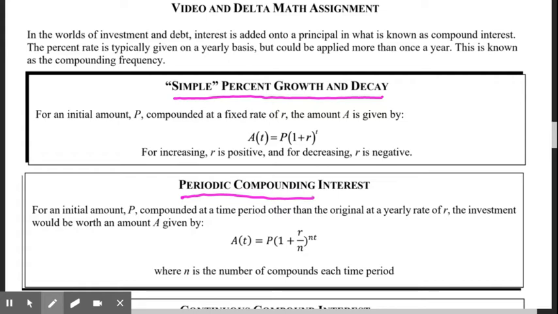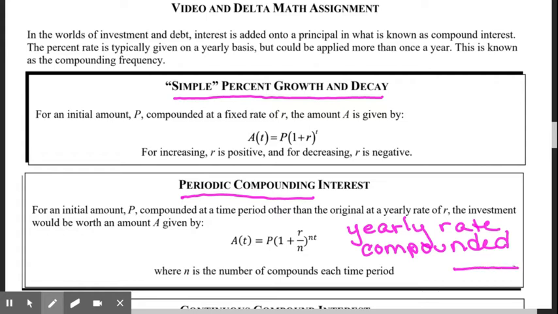And just write this down. That way you'll know what you need to look for. Most often you'll be given some type of rate, usually a yearly rate, but then you'll see the word compounded. Compounded at some other number. Compounded monthly, compounded something else.